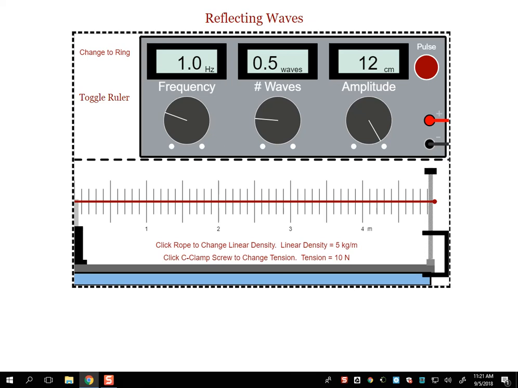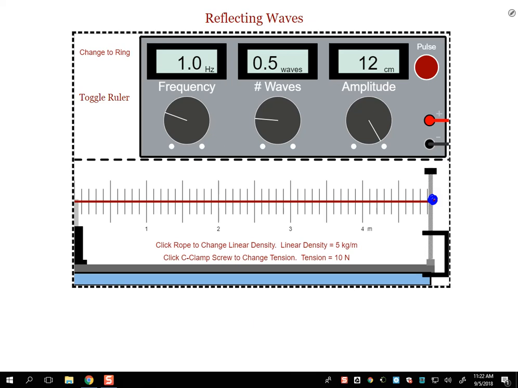There are actually two types of boundaries that we're going to look at. The first is called fixed. It is fixed because at the end the boundary cannot move. So in this case, what we have on the end is a knot, and this knot prevents the string from moving up and down, so it is a fixed or not free to move end.